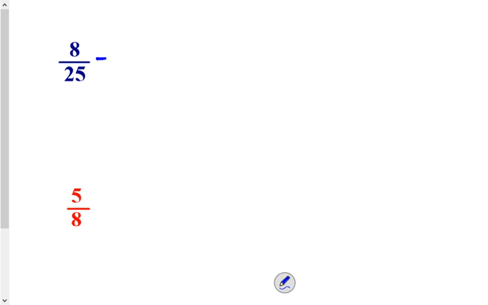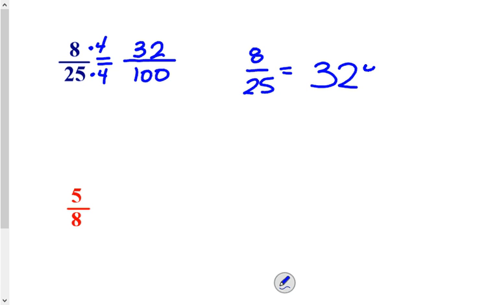But again, I would suggest you can always change them to a decimal and then a percent, but it might even be easier to say, well, it always has to be out of 100, and then the numerator is my percentage. So I can use a scale factor on this one. 25 times 4 is 100. 8 times 4 is 32. So that means 8/25 equals 32%.